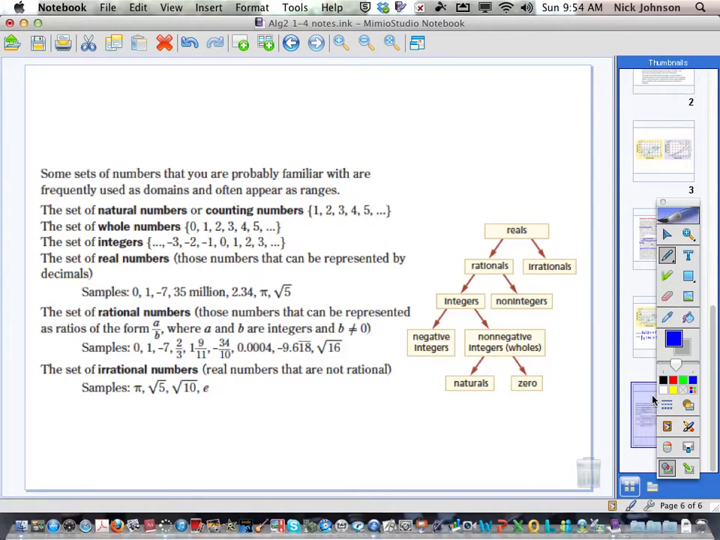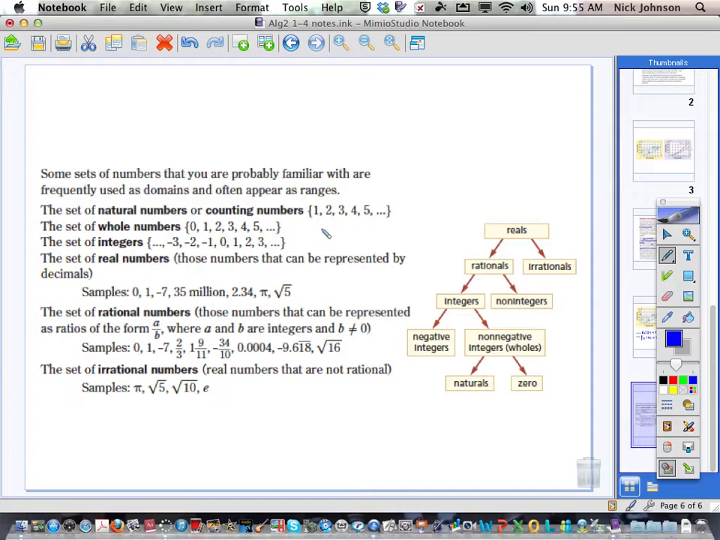Some sets of numbers that you are probably familiar with are frequently used as domains and often appear as ranges. These sets of numbers you need to know. Make sure you write these down. The set of natural numbers or counting numbers. Natural numbers are 1, 2, 3, 4, 5, 6, etc. They are the numbers that you count with. The set of whole numbers. Whole numbers are your counting numbers and 0. So 0, 1, 2, 3, 4, 5, 6, etc.